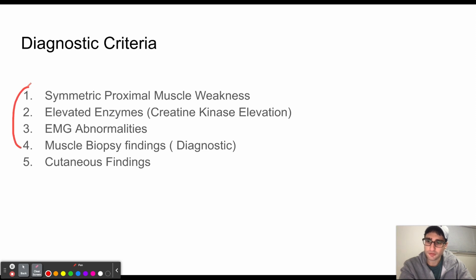If we only have these four things without number 5, that is going to be diagnostic for polymyositis. So that is the difference between the two again, is the involvement of the skin. The muscle biopsy findings for polymyositis is going to be endomysial inflammation.